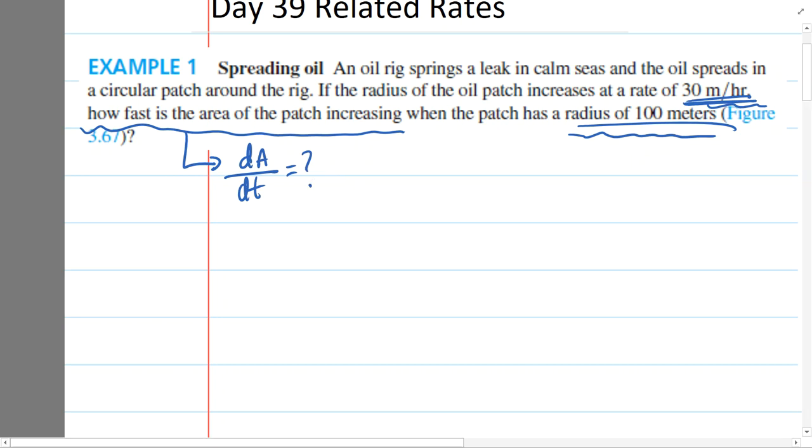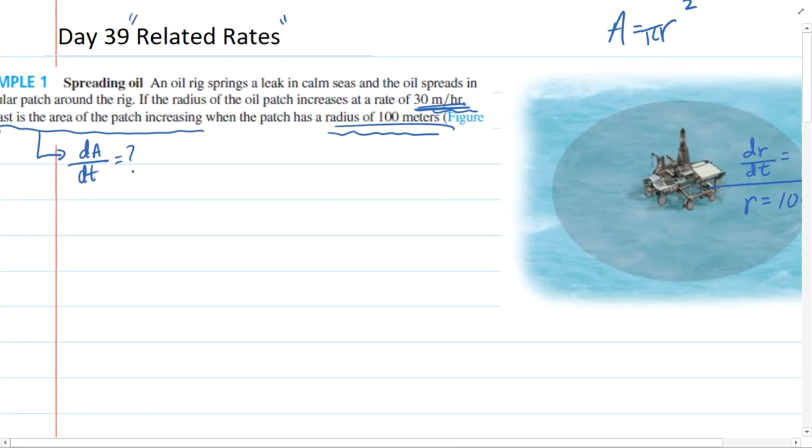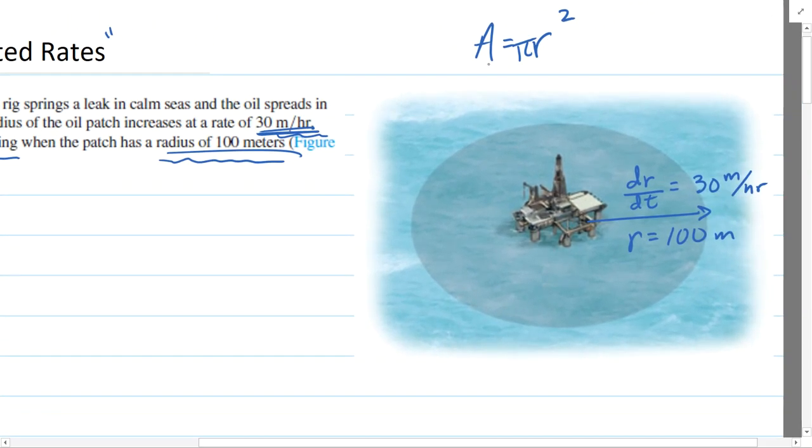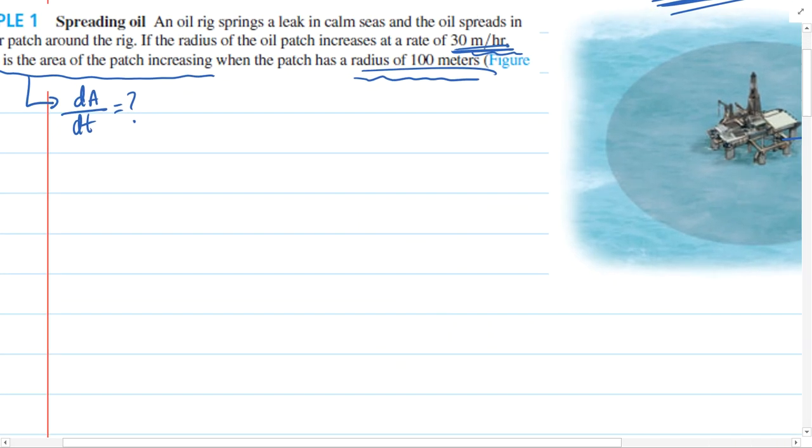And if our goal is to solve for dA dt, the change in area over time, then I think we should start with our area formula and differentiate that. So we've got area equals pi times radius squared. So here we go. This is our prior information, and in order to solve for dA dt, what we need to do is differentiate both sides of this equation with respect to t, time.